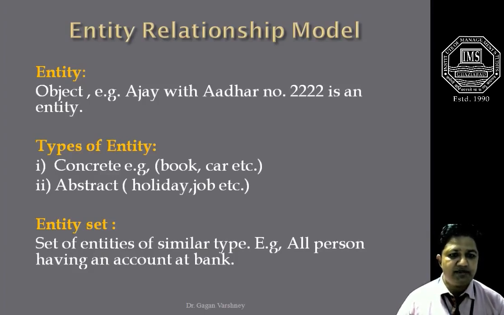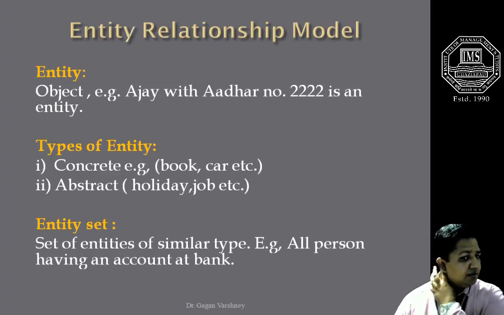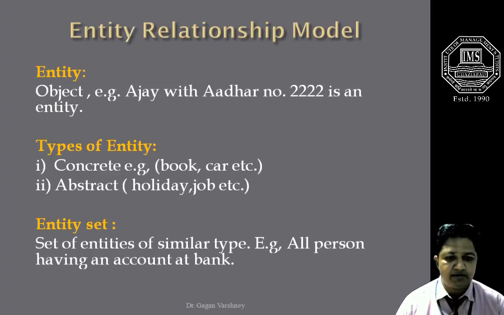Then second is types of entity. There are two types of entity. Number one is called concrete, that is of physical existence. And number two is called abstract, that is of conceptual existence. Examples of concrete entities are book, car, etc. And examples of abstract entities are holiday, job, etc.